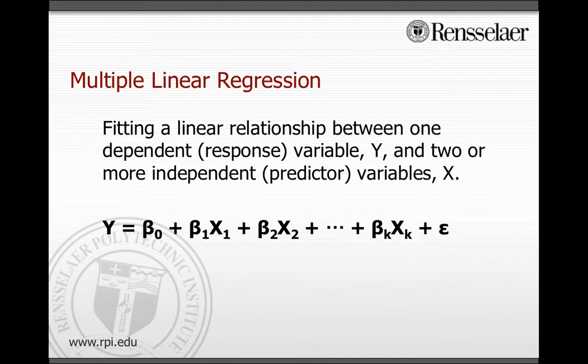Y equals beta 0 plus beta 1 times x1 plus beta 2 times x2 through beta k times xk plus the error term, where k is the number of independent variables included in the model.